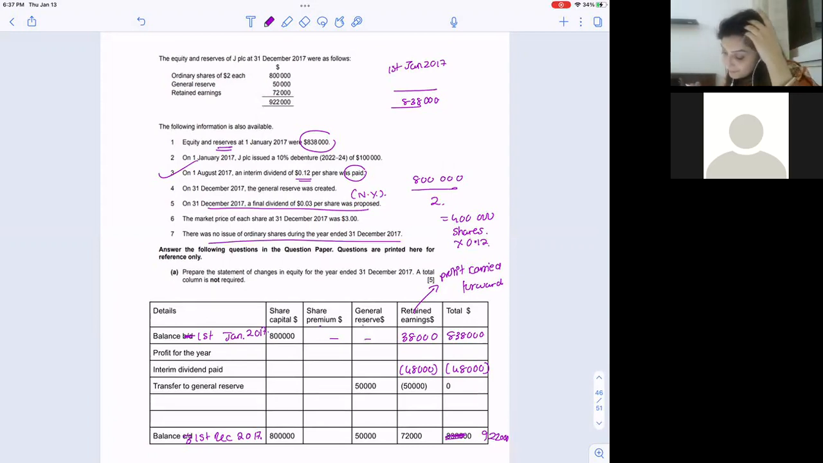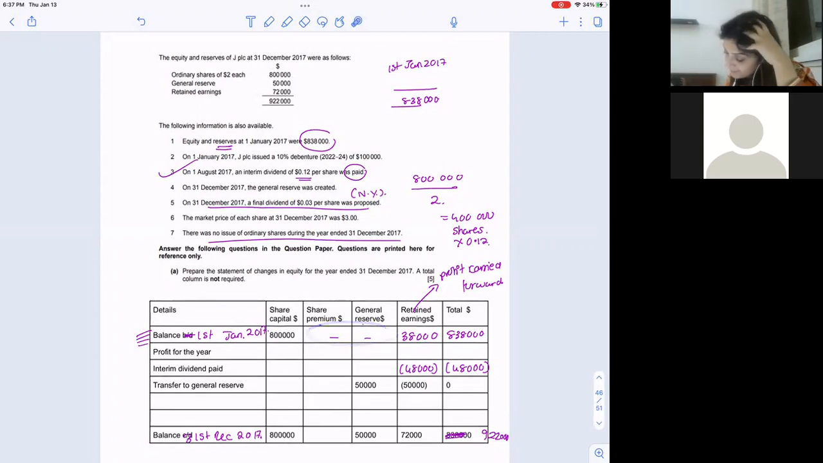Now look here, at the beginning of the year, on the first date, you did not have any general reserves. But on the last date, you have general reserves of 50,000. That means you have transferred to the general reserves. So from here it will go and it will come over here. It will go from retained earnings and it will come to the general reserves.